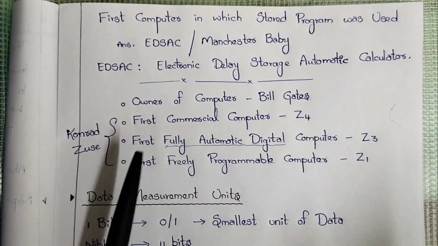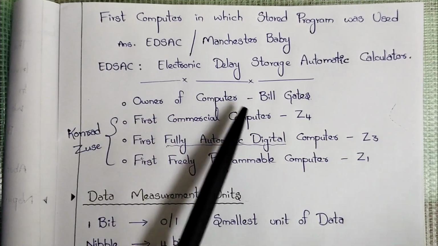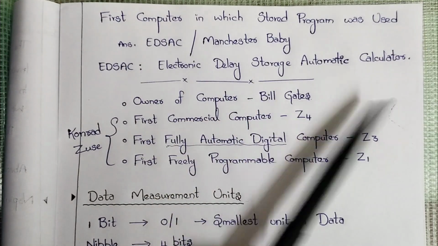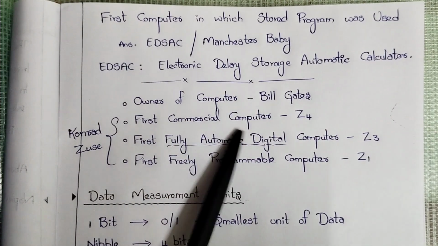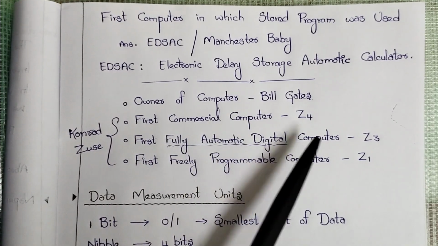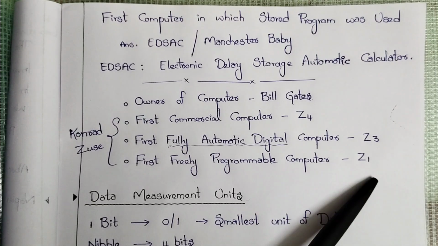Okay, now we will have some important points. I just wrote it down. Owner of computer is Bill Gates. Okay, owner of computer is Bill Gates, and the first commercial computer is Z4. The first fully automatic digital computer is Z3. The first freely programmable computer is Z1.